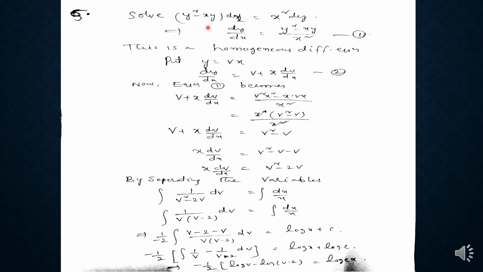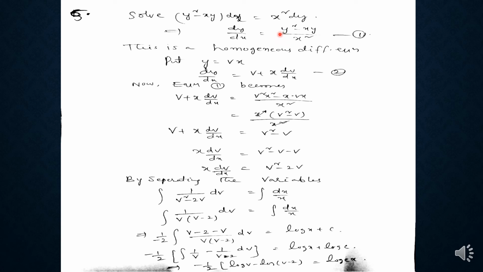And is it possible in the linear differential equation form? This is not the linear differential equation form. So write dy/dx = (y² − xy)/x². Now check whether it is in the form of homogeneous or not.